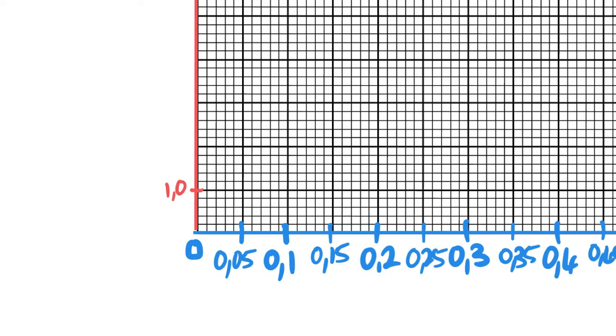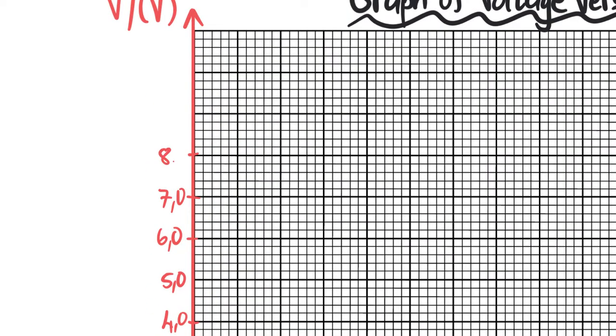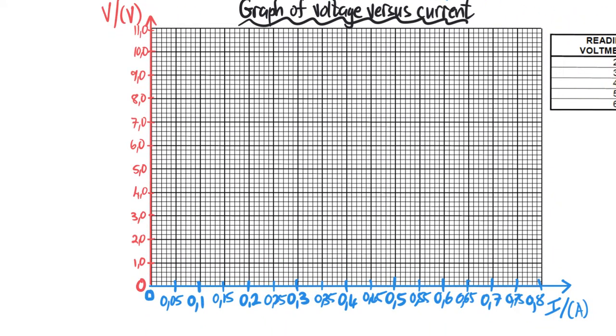So that's 1.0, 2.0, 3.0, 4.0, 5.0, 6.0, 7.0, 8.0, 9.0, 10.0, and 11.0. Right, and that's going to be 0 there.